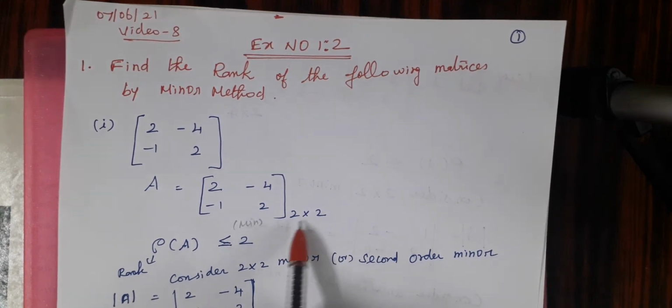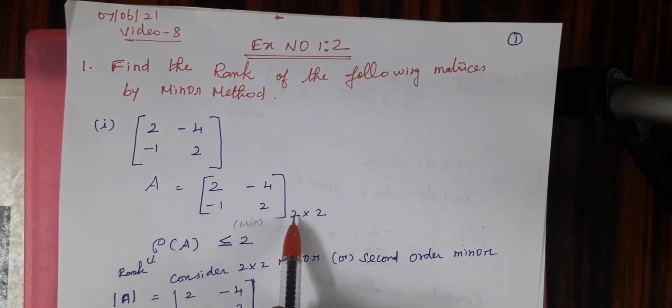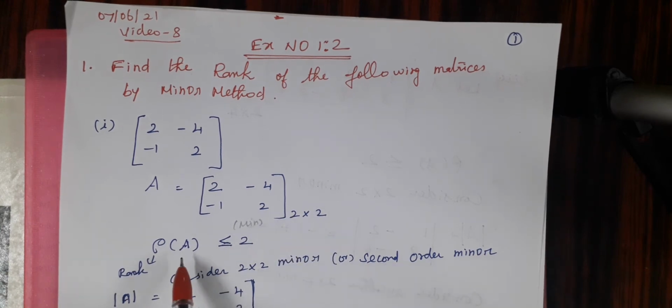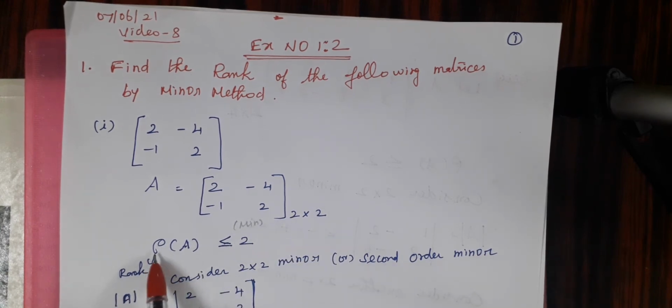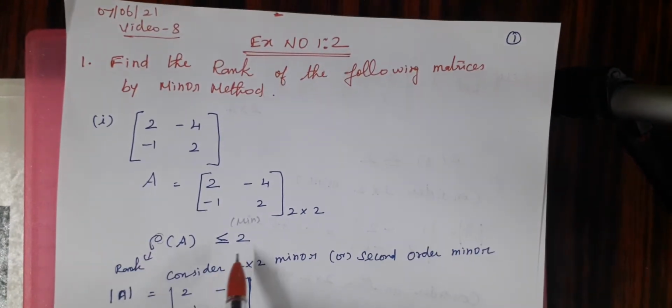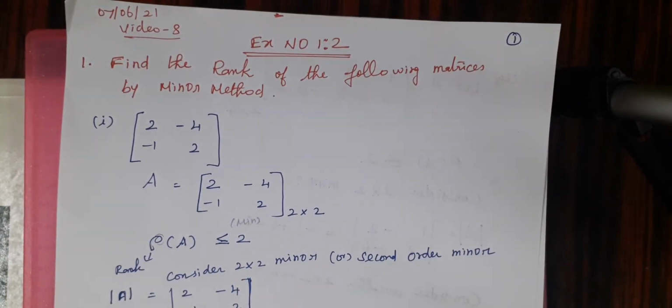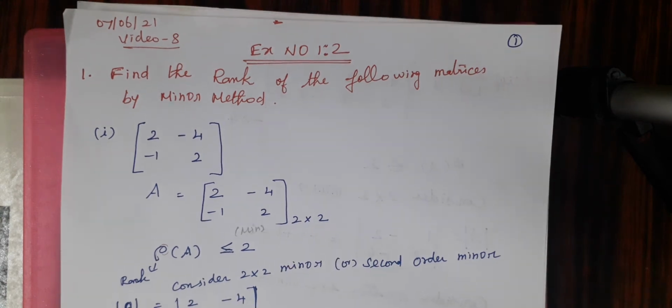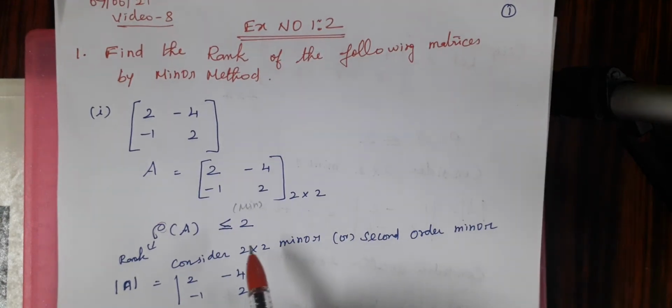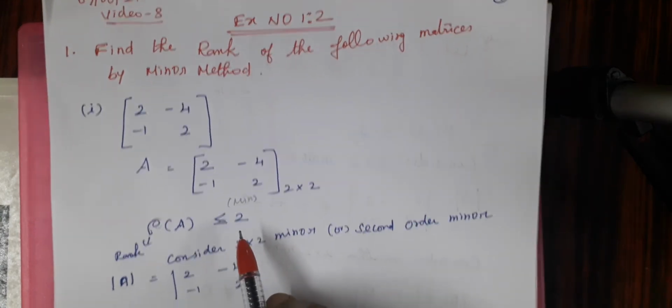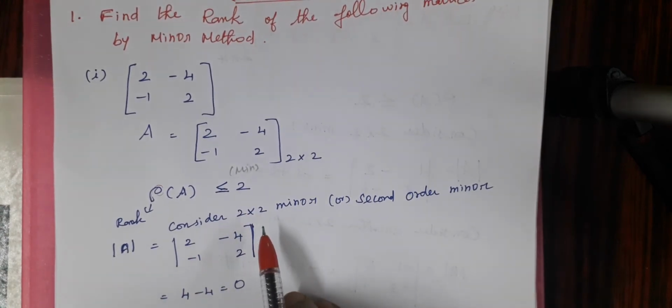Which is the smallest number here? 2 is the smallest. Both are 2. So among these we take 2, because the smaller number means the rank is at most 2. So we easily consider the rank. Rank of A is less than or equal to 2. From the order we are easily able to say the rank is either 2 or less than 2.